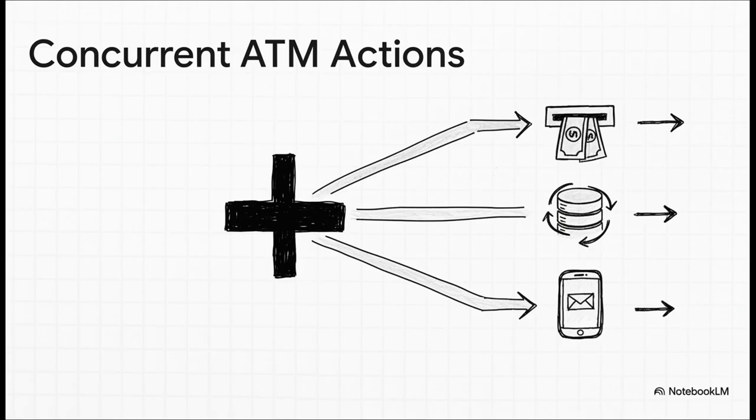Well, think about it. As the ATM is physically spitting out your cash, it's also talking to the bank servers to update your balance. And at the same time, it might be sending a transaction notification to your phone. All three of those things, dispensing cash, updating the balance, sending a notification, are happening in parallel. They aren't happening one after another.